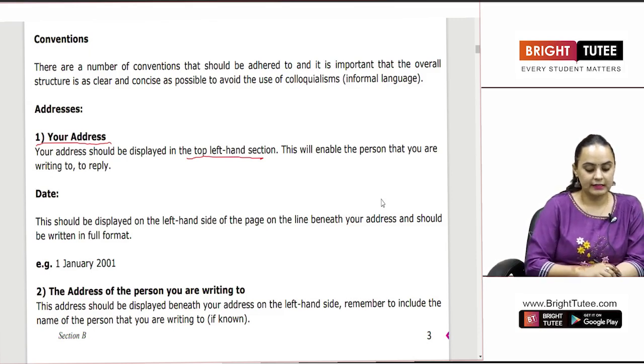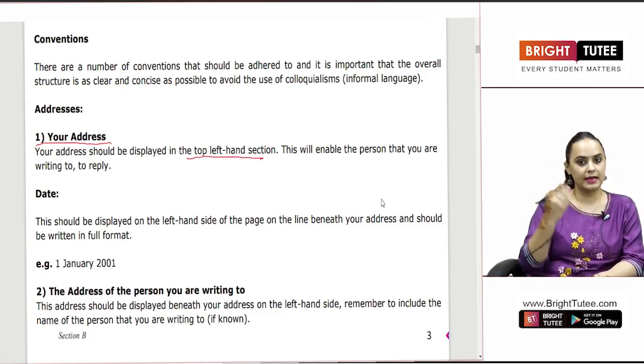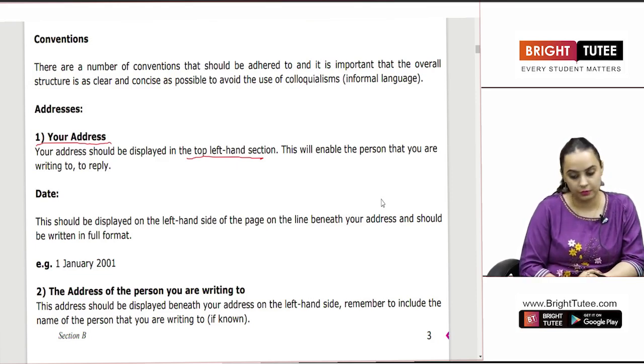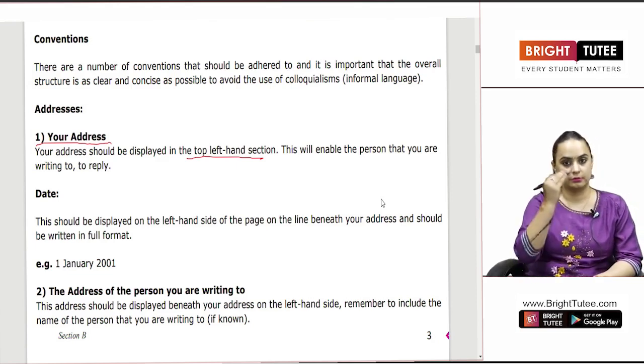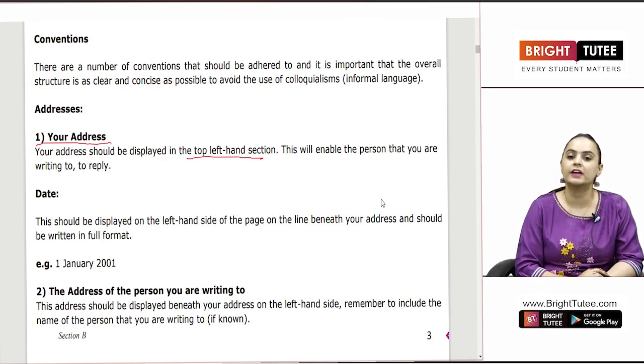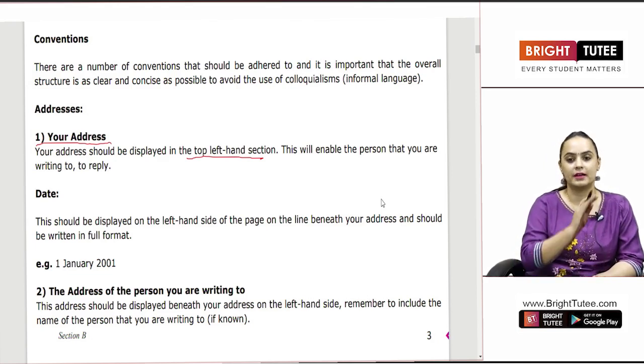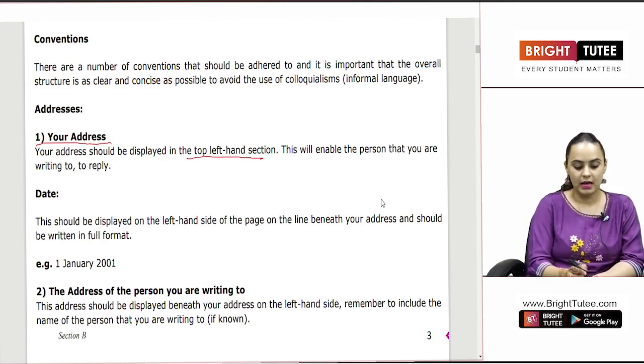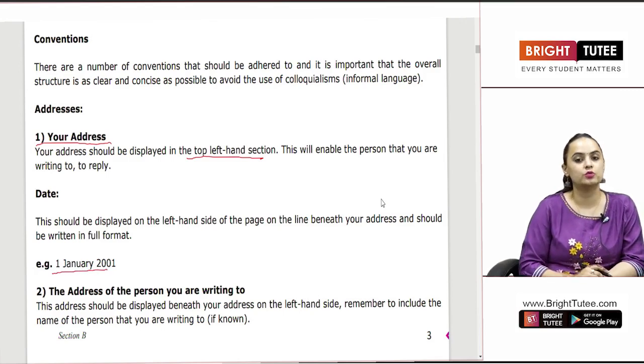Then we write the date. So, the date should be displayed again on the left hand side of the page below your address, and should be written in full format. So, it should be written properly, that is 1 January 2001.